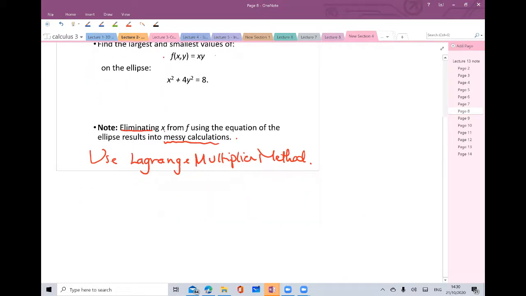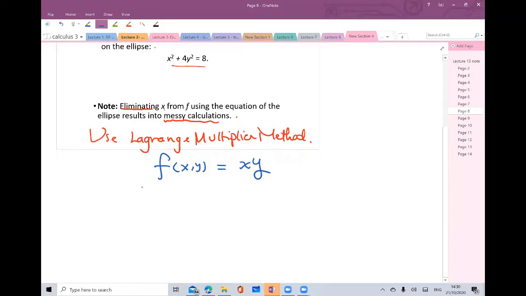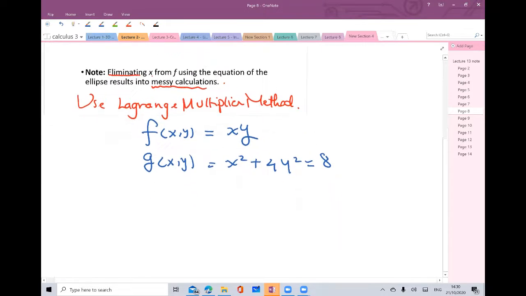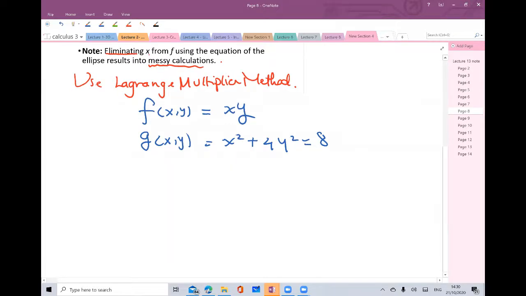Lagrange said if you want to maximize or minimize a function subject to a constraint, be very clear which is the function to find the extreme values of. This is my f to be maximized or optimized, subject to the constraint g, which is given by the function x squared plus 4y squared equals 8. I must be very specific about which is the function and which is the constraint. The second thing: the gradients must be a scalar multiple of each other.